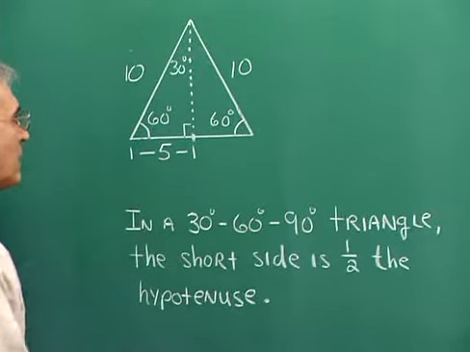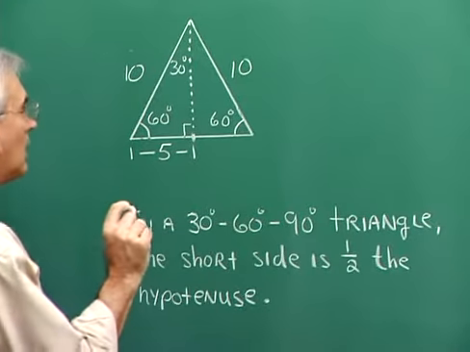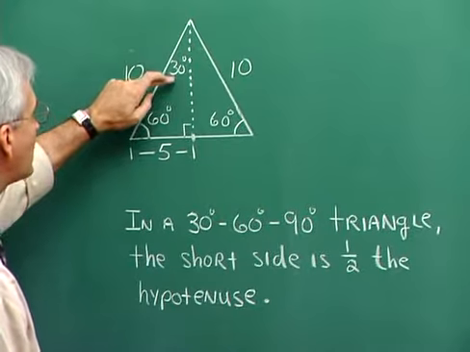So there are a lot of things that we can look at here, but this is the special triangle that I'm talking about, one which is a right triangle.